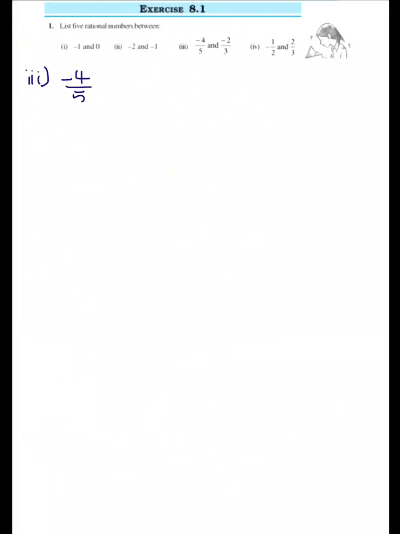Minus 4 by 5 and minus 2 by 3. This is our third question. Here you can see that their denominators are different. Their denominators are different, you have to make them the same. For that, what you have to do?